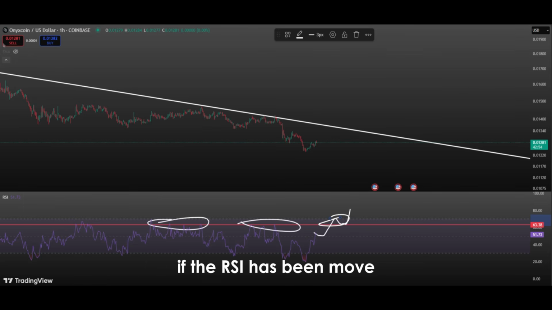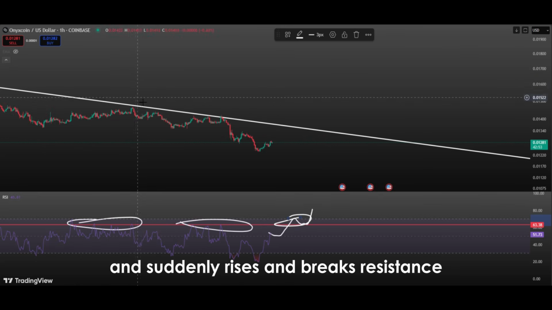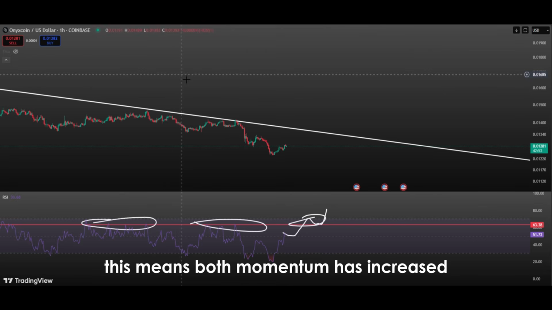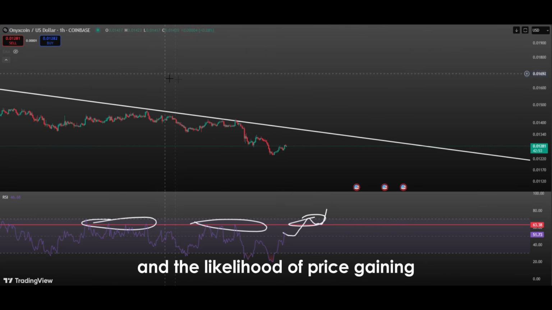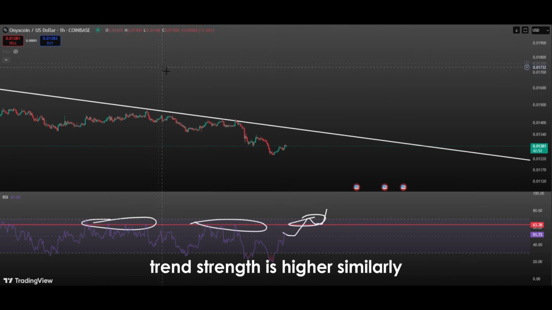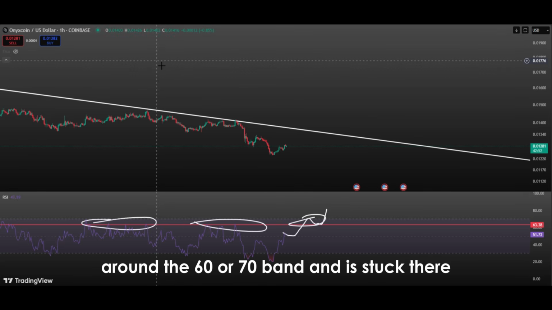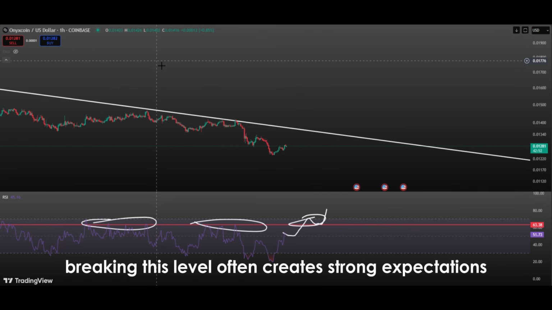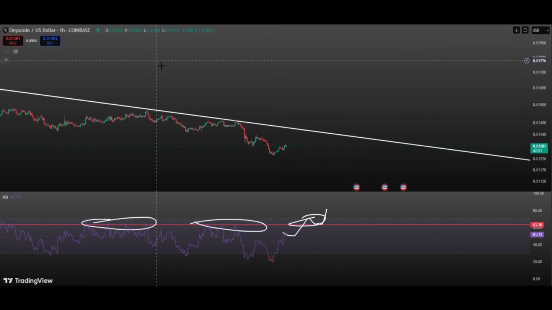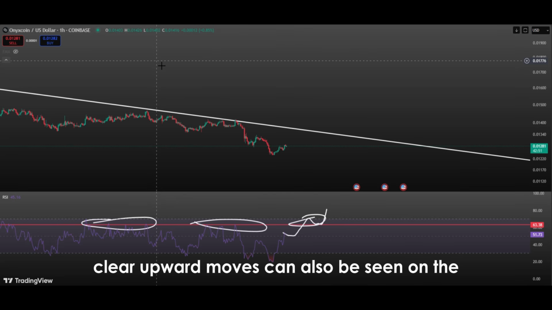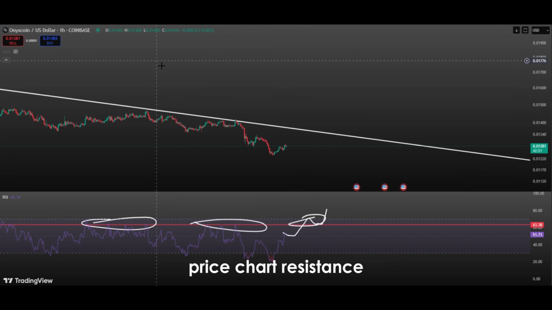This is because staying above 50 is usually considered a sign of a bull market. If the RSI has been moving around below 50 and suddenly rises and breaks resistance, this means both momentum has increased and the likelihood of price gaining trend strength is higher. Similarly, if the RSI has faced resistance around the 60 or 70 band and is stuck there, breaking this level often creates strong expectations for faster price increases. Right after such a breakout, clear upward moves can also be seen on the price chart.